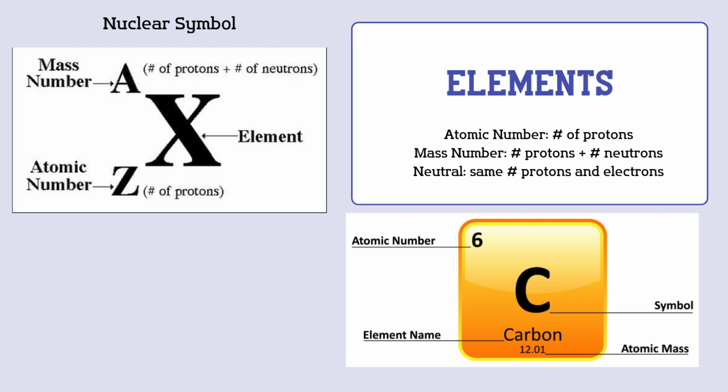Okay, on the periodic table, it's represented this way. It shows only the atomic number, not the mass number. You will not find the mass number on the periodic table. You will, however, find the atomic mass, which is something different.